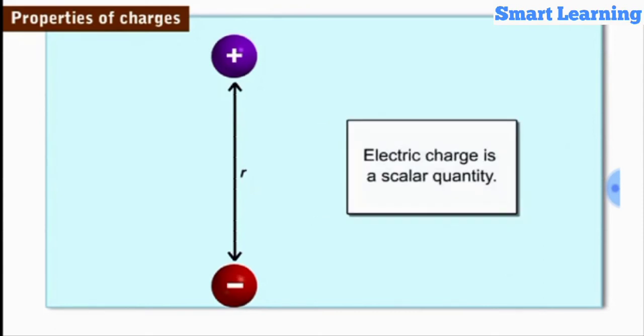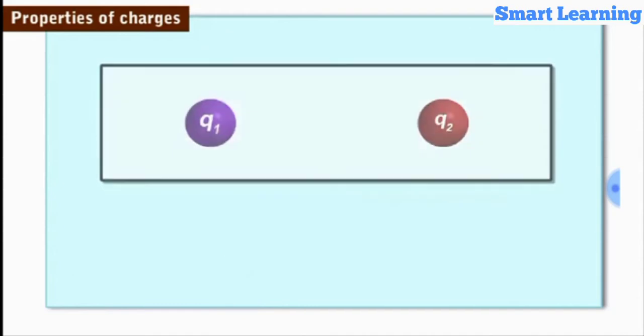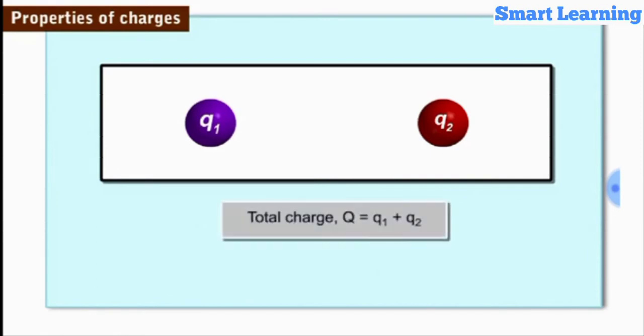Electric charge is a scalar quantity which has only magnitude but no direction. Hence, the total charge on the body is equal to the algebraic sum of the individual charges given to it. Let us illustrate this with an example. Consider a body carrying a charge Q1, and we add another charge Q2 to this body. Now, the total charge on the body is the algebraic sum of both charges. That is, total charge Q is equal to Q1 plus Q2.